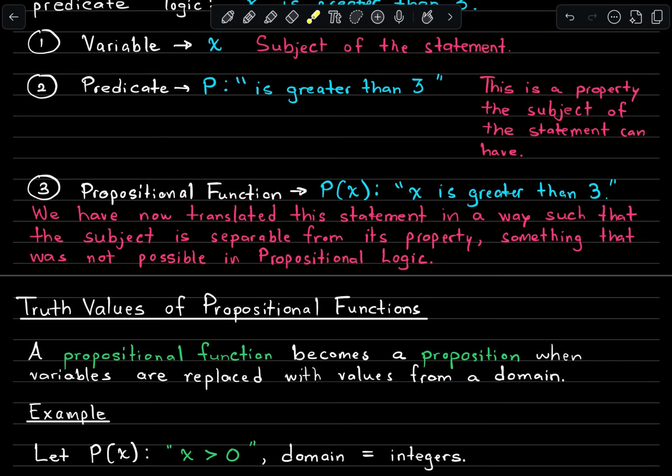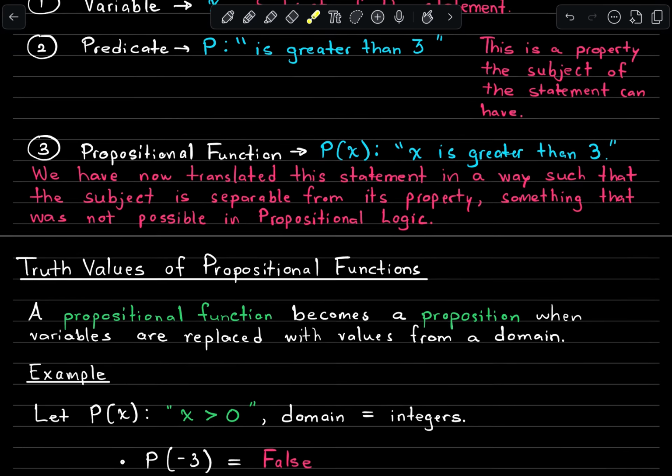Let's take a different example. Let P of x now mean x is greater than 0, with the domain of x being all integers. Whenever we deal with subjects and variables in predicate logic, we want to also identify a domain. Who are we talking about? What can we select from for our subject?